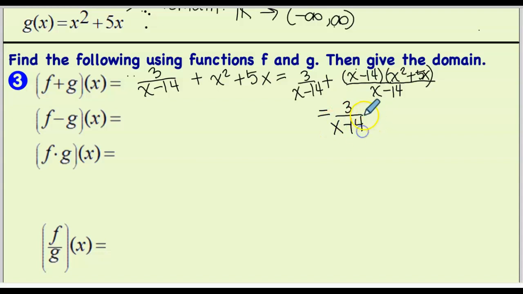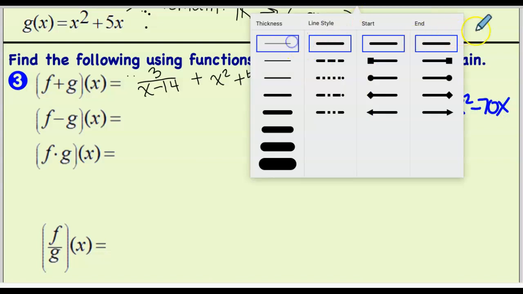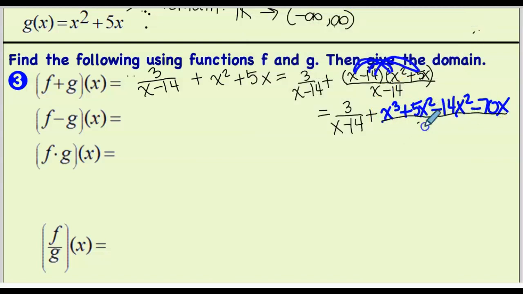Okay, so x minus 14, common denominator. I'm going to go ahead and distribute. There we go. Distribute or multiply. You can call that FOIL if you want to. You should get x cubed. You should get 5x squared. You should get negative 14x squared. And you should get 14 times 5. That's going to come out to be negative 70x. And then the common denominator, which is, of course, x minus 14. Sorry about that. Okay, so now x minus 14 on the bottom. Combine all your like terms.